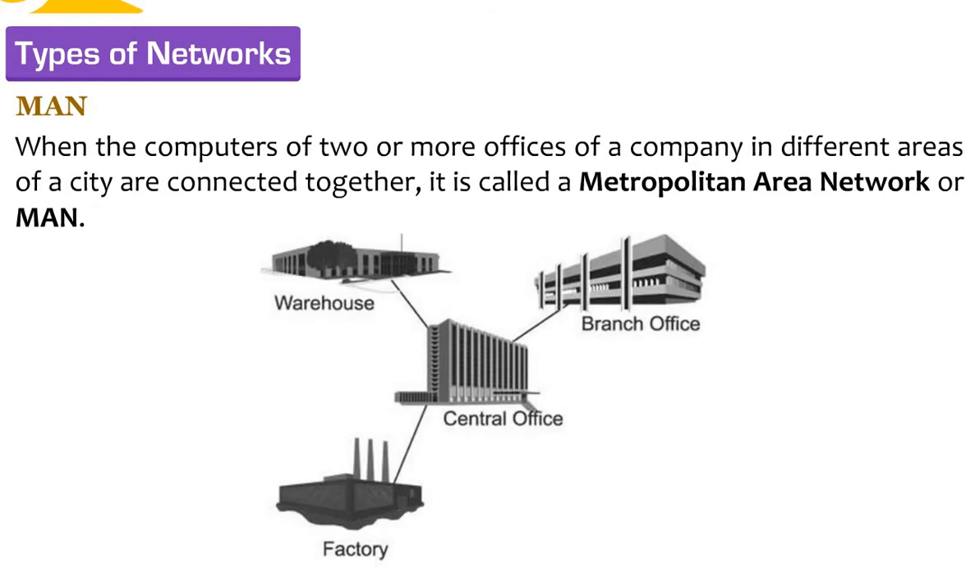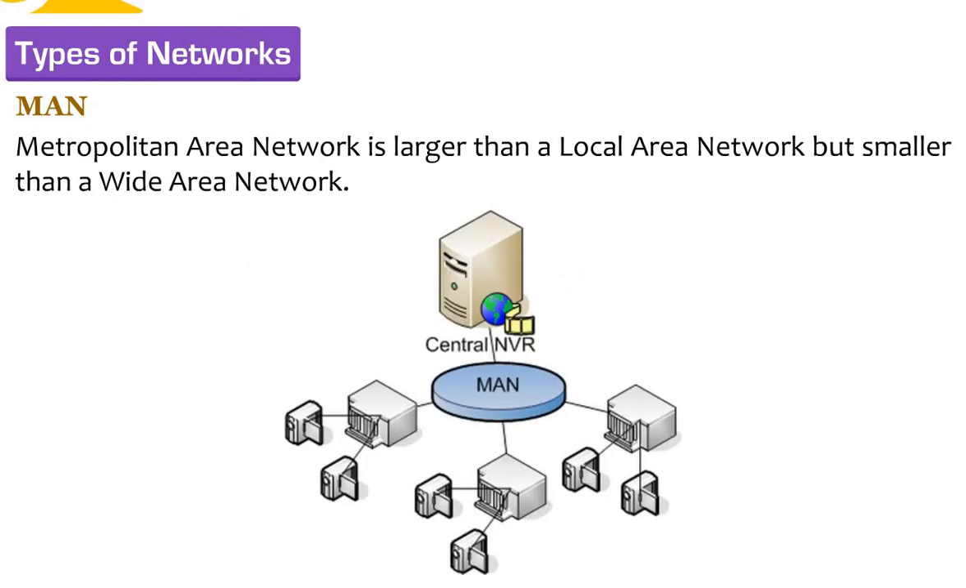MAN. When the computers of two or more offices of a company in different areas of a city are connected together, it is called a Metropolitan Area Network or MAN. A Metropolitan Area Network is larger than a local area network, but smaller than a wide area network.